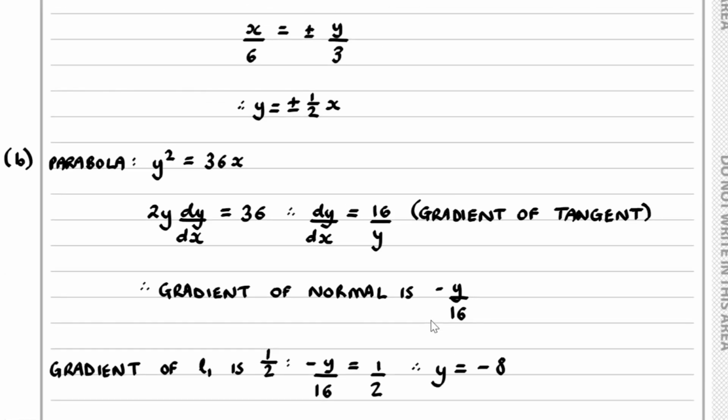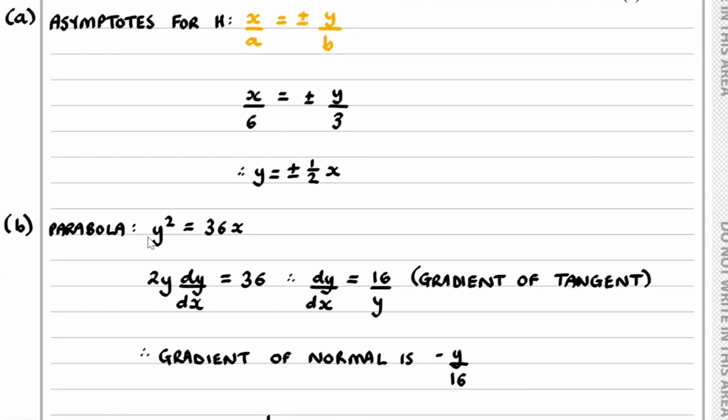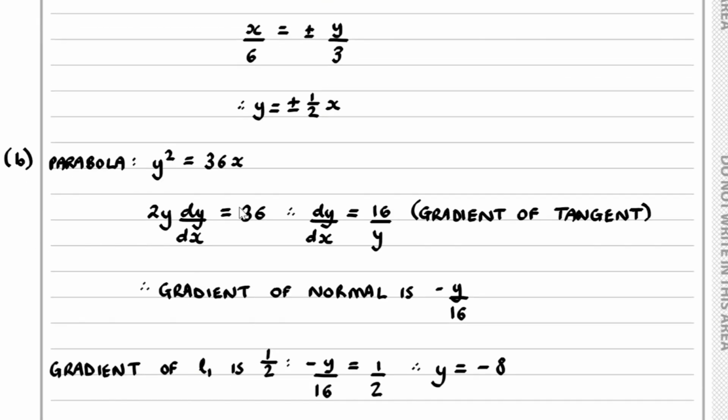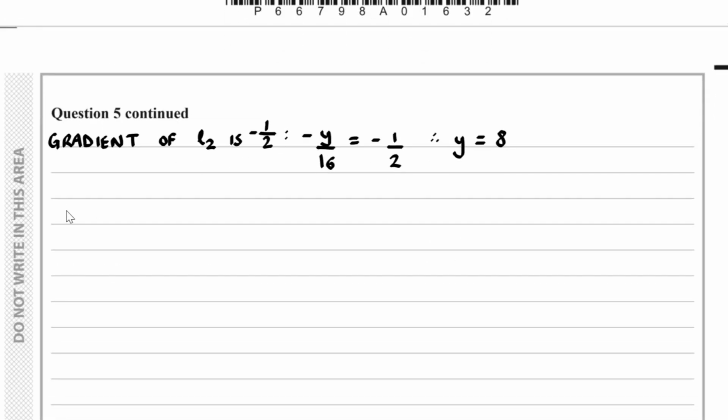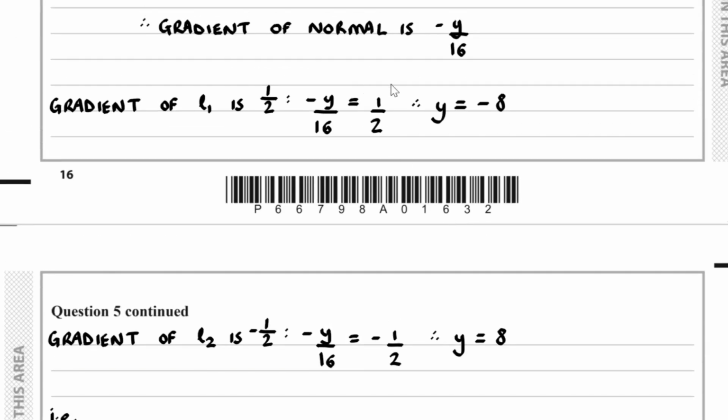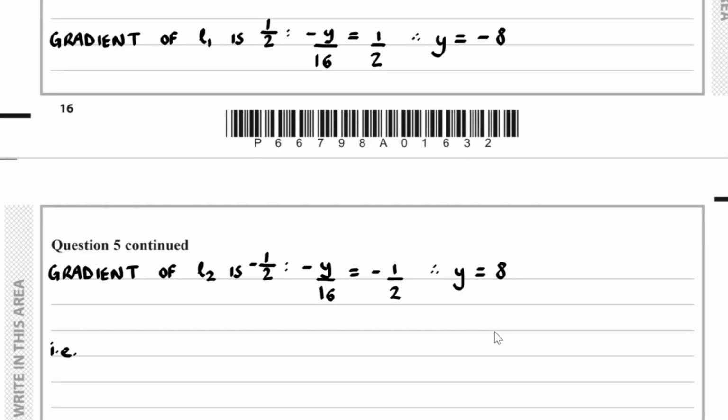And with this we can find out the corresponding x values by substituting back into the parabola. We've got y squared equals 36x, rather 32x. Here y is both equal to minus 8 and 8, so squaring those will give the same value. So minus 8 squared equals 8 squared equals 32x. So we've got 64 equals 32x, x equals 2.